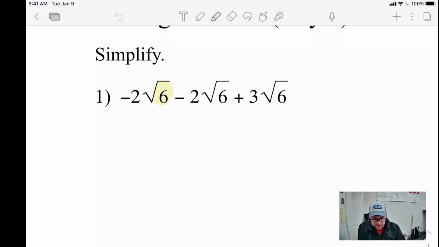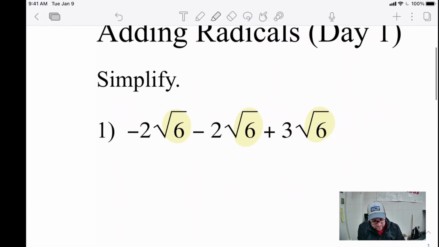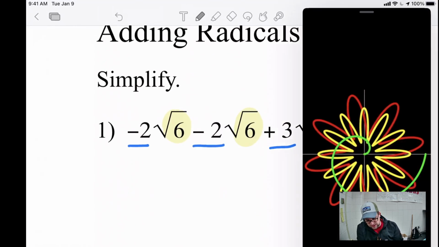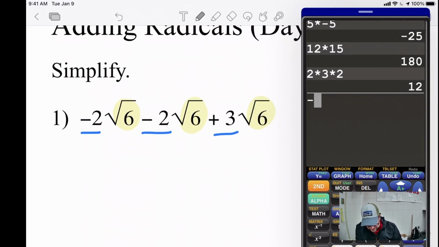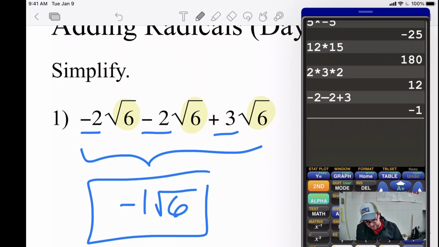This is what I mean by a like radical. Notice how this is the square root of 6, the square root of 6, and the square root of 6. If they all have the square root of 6, then they all can be combined together. So in this situation, negative 2 take away 2 plus 3 is what we need to do. On our calculator, we type in negative 2 minus 2 plus 3, and we get negative 1. So all of this combines to be negative 1 square root of 6.